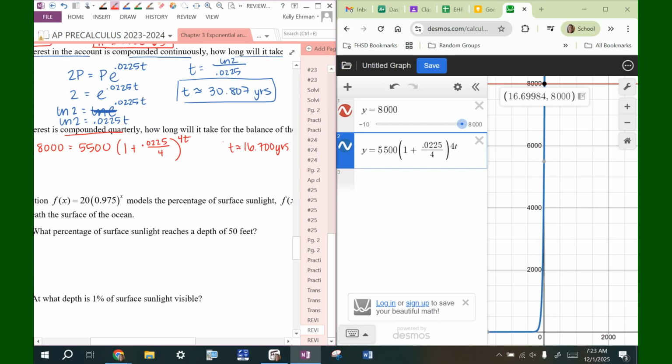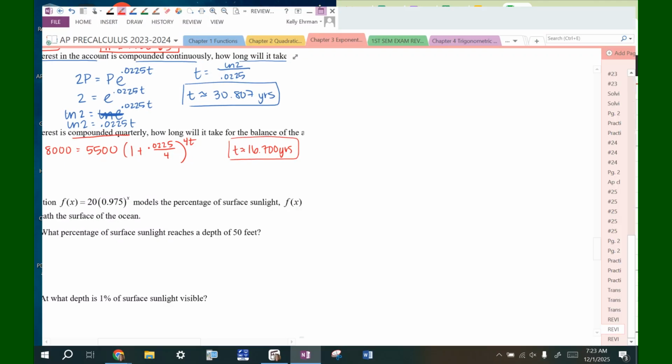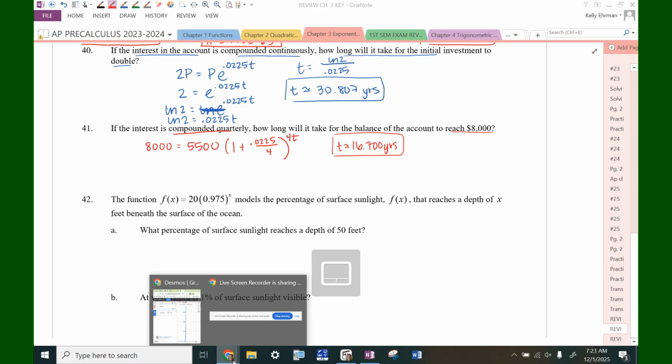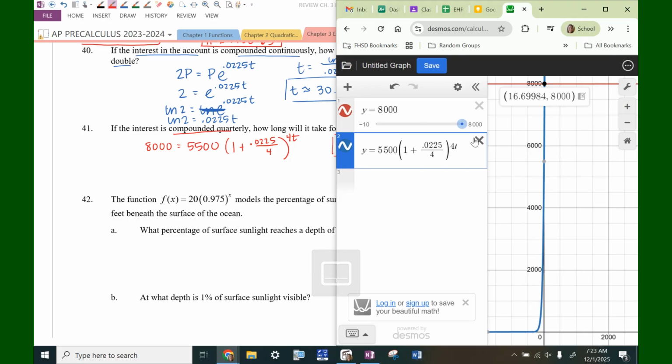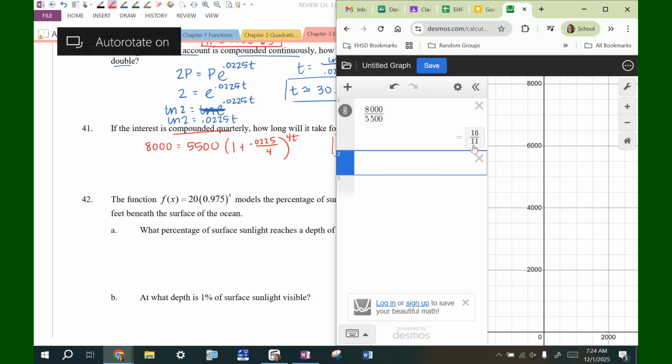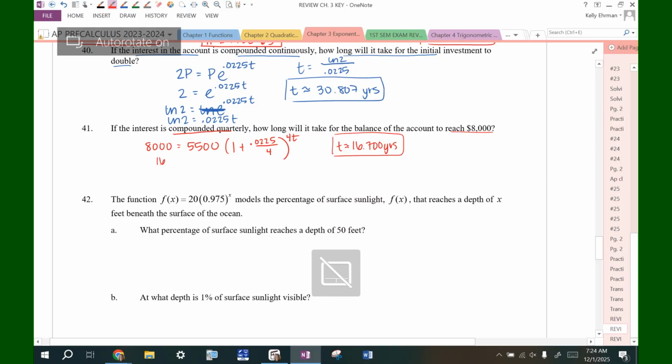What if I wanted to solve algebraically? This one's not as straightforward as base e, because natural logging isn't going to take care of our issue, but let's see. We would still have a calculator, so let me do a bit of calculating here. If you're solving this without graphing, first you would divide. And let's just do that as a fraction. You don't want to round it. So I would say fraction 16 over 11. Okay, so 8,000 divided by 5,500 is 16 over 11.